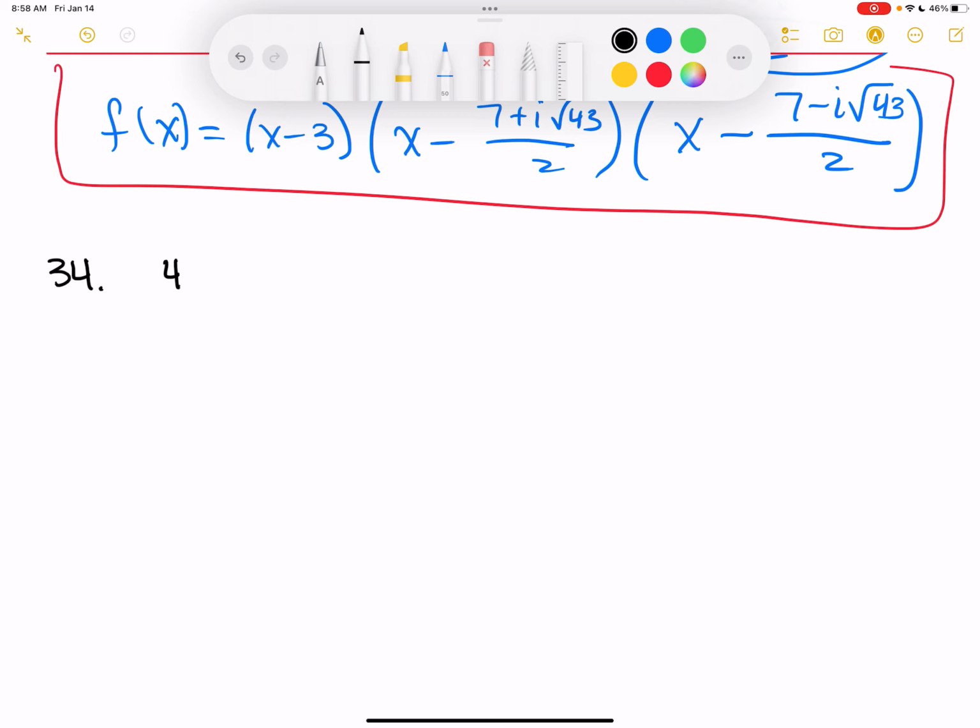That's crazy. 4i is a zero of f of x equal to x to the fourth plus 13x squared minus 48. That's a lot of information.